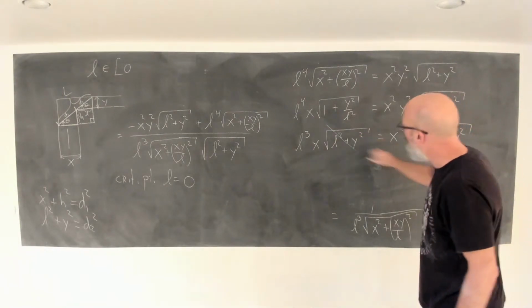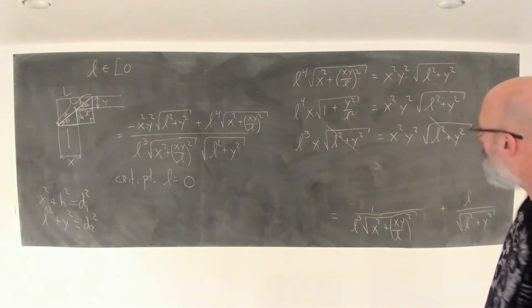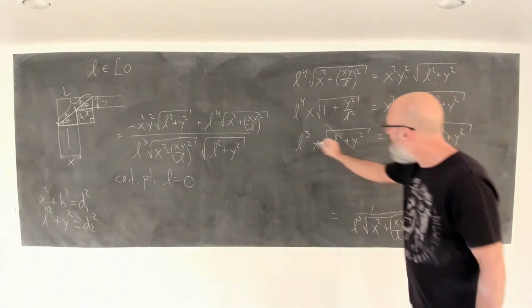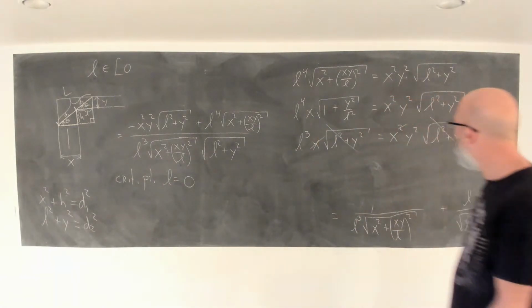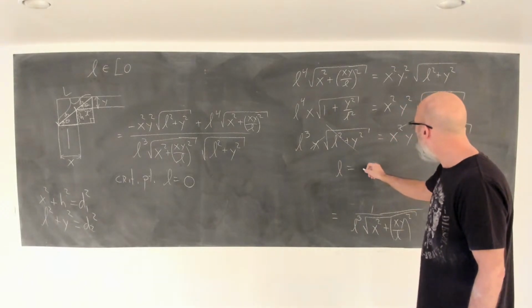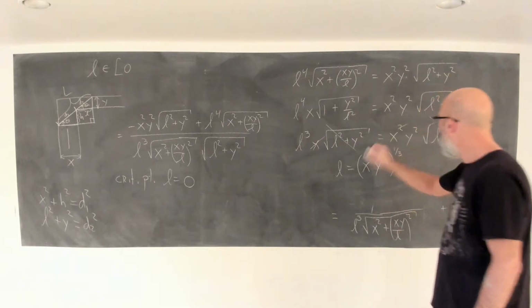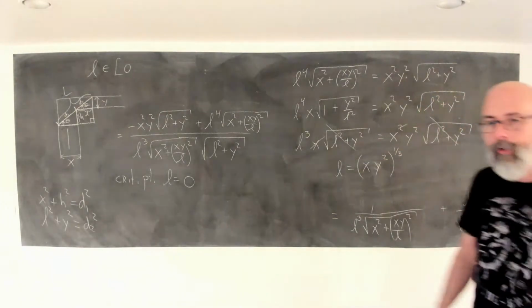And now these cancel out. Very nice. And you can cancel one of the x's. And so there it is. L is the cube root of x y squared. One critical point.